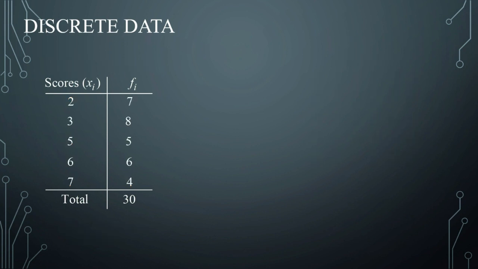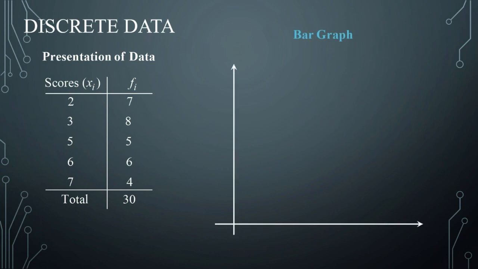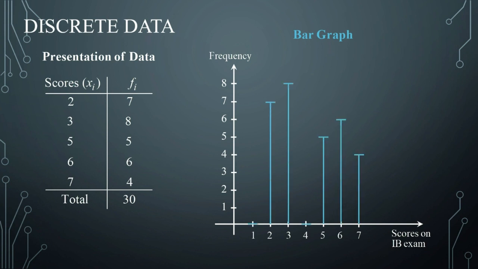Now, having organized our data set in a frequency table, we need to see how we can present our data. A first way is using a bar graph. Drawing a set of two axes where the horizontal axis corresponds to the scores on the IB exam and the vertical axis corresponds to the frequency of each score. I add a scale to the axes, noting that scales on both axes could be different, but both should be taken to a scale. Then from each score, we draw a bar up to its corresponding frequency.